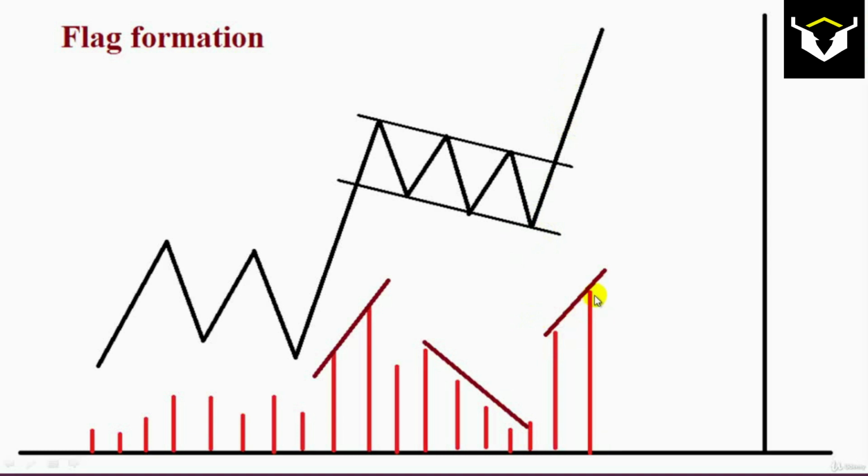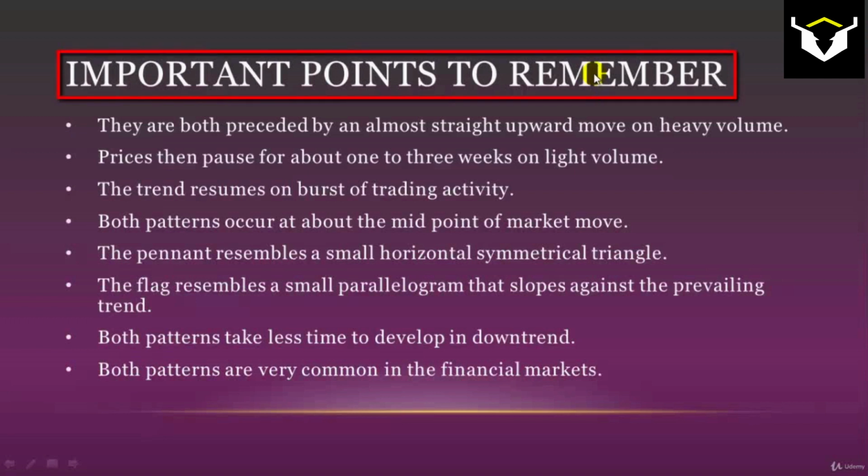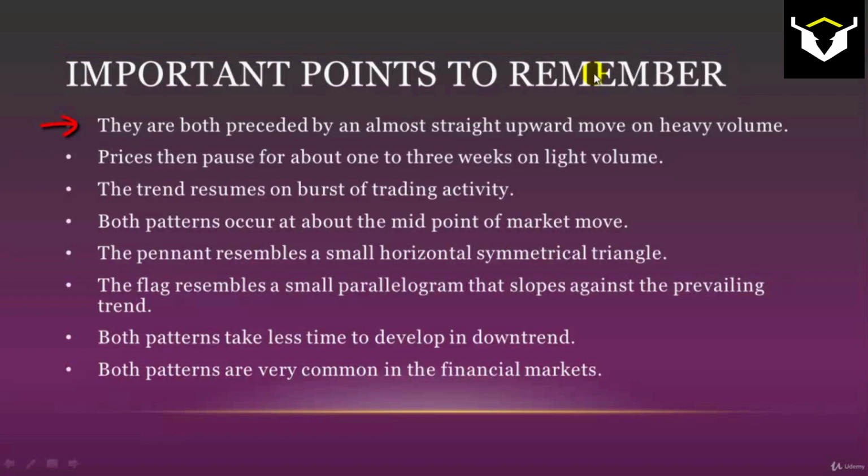This is how a pennant formation looks. The volume pattern for flag and pennant is the same. Both should be preceded by a sharp upside move. A pennant looks like a small symmetrical triangle, which is followed by a continuation of the previous trend. Important points to remember: they are both preceded by an almost straight upward move on heavy volume.